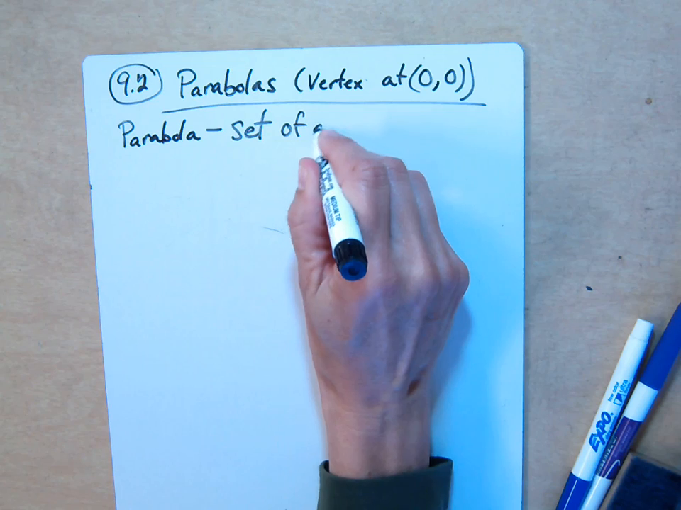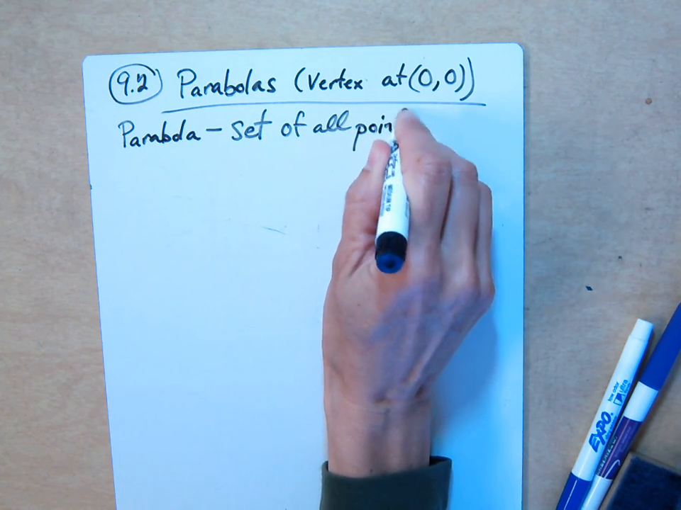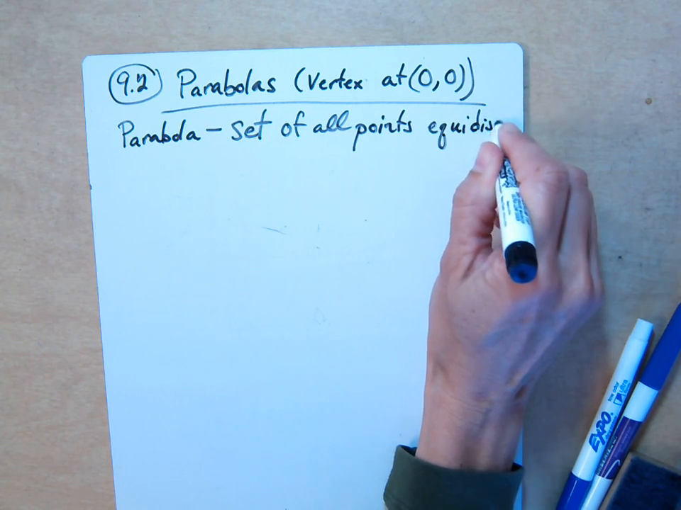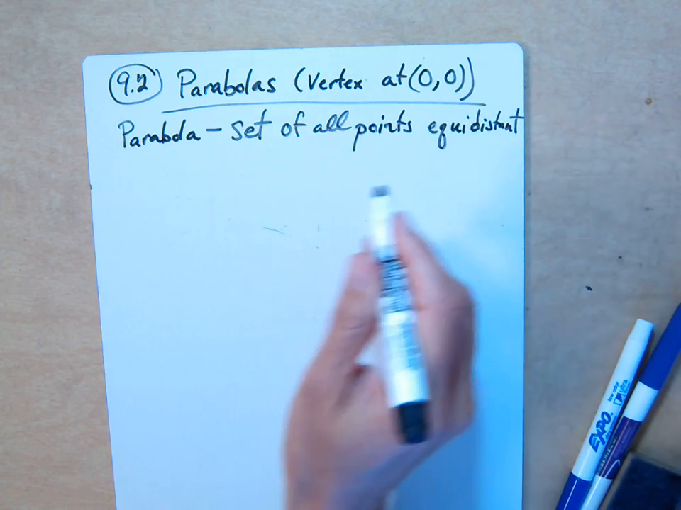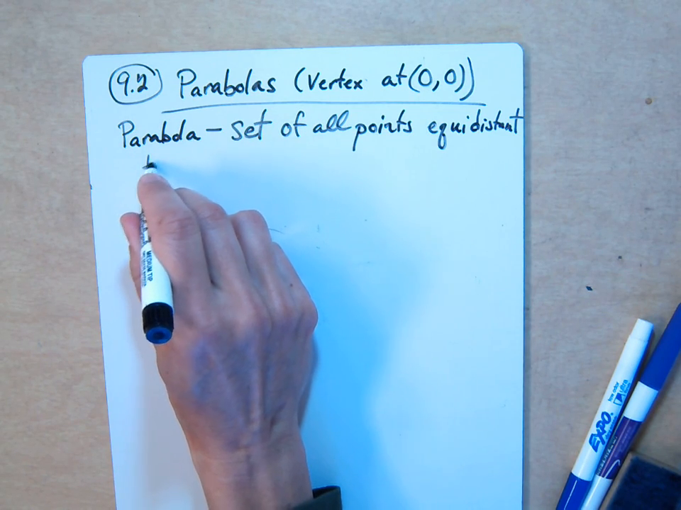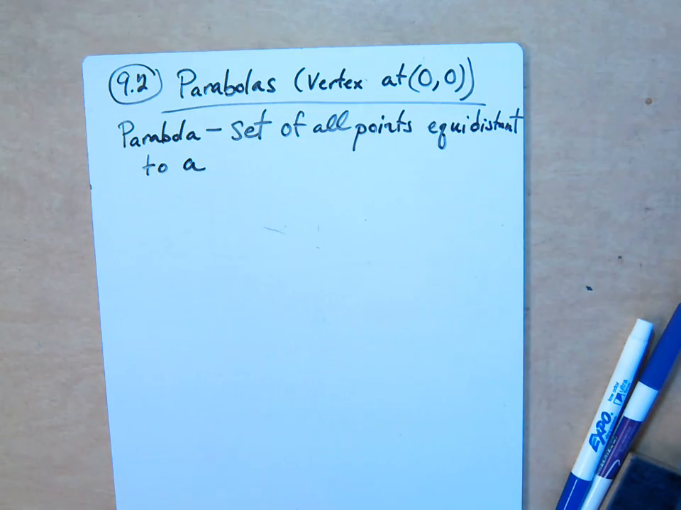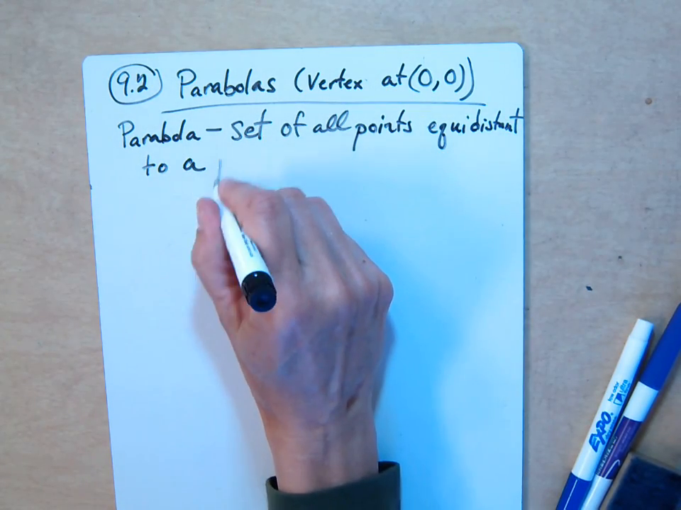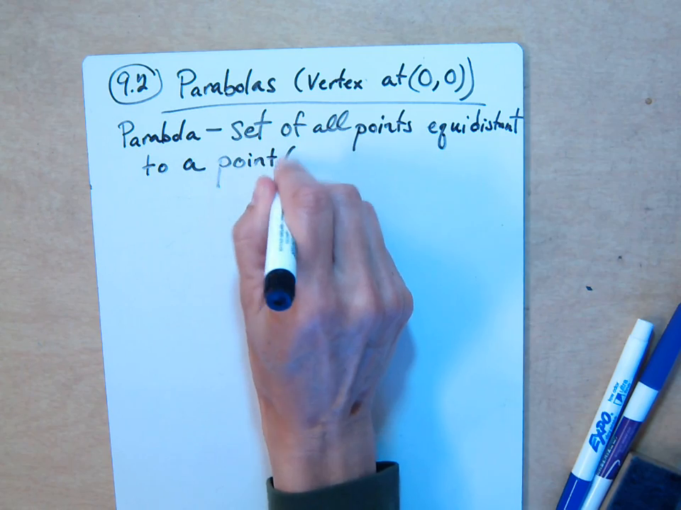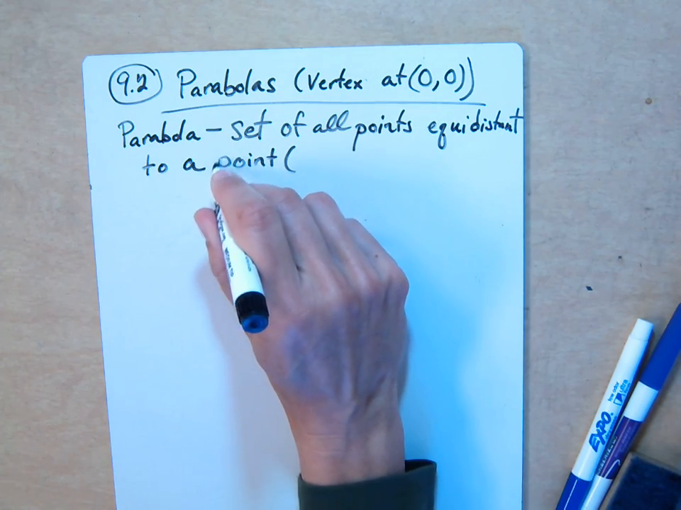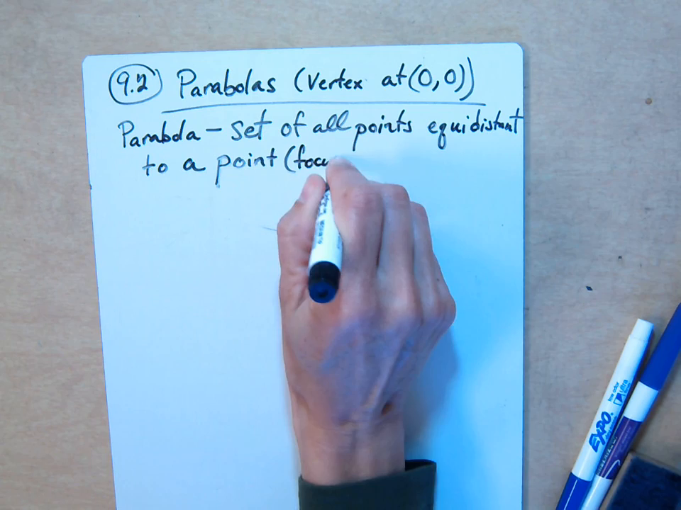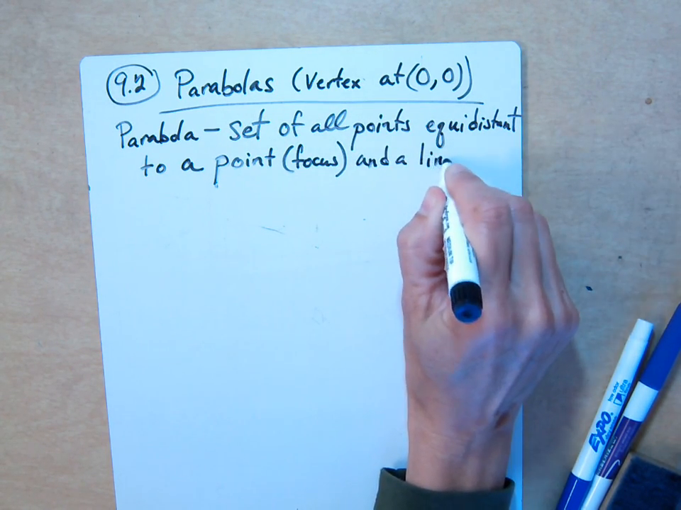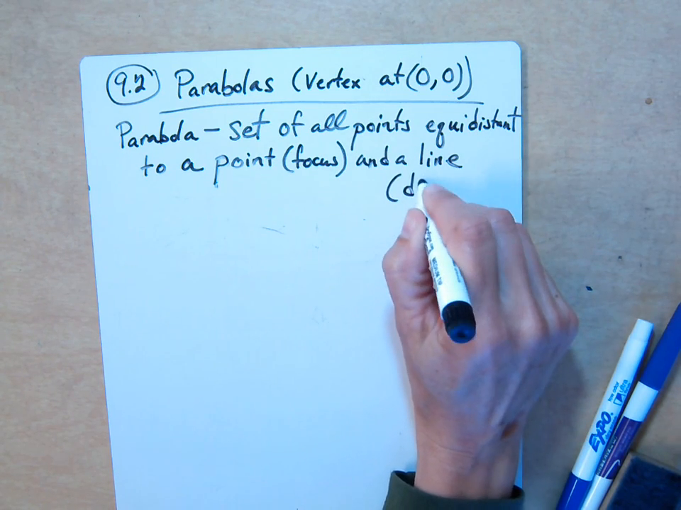A parabola is the set of all points equidistant to a point and a line. So every point on the parabola is the same distance away from a point, and that point is known as the focus, and a line, which is different, and that line is called the directrix.